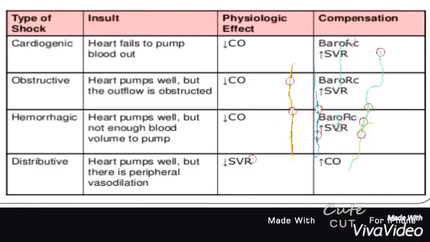Distributive shock refers to any type of shock caused by inadequate distribution of blood either in the blood vessels or throughout the body, leading to inadequate volumes of blood returning to the heart.